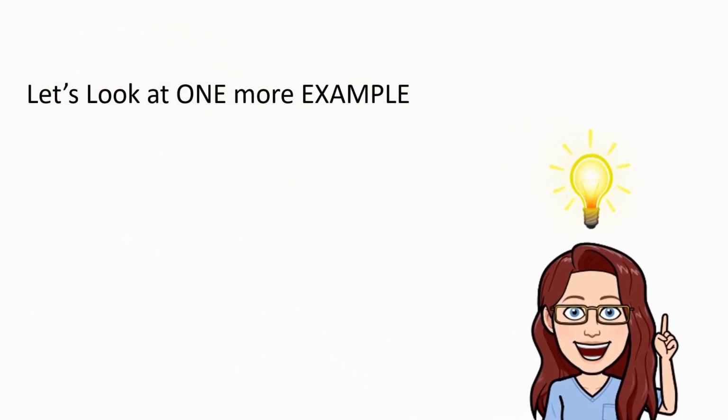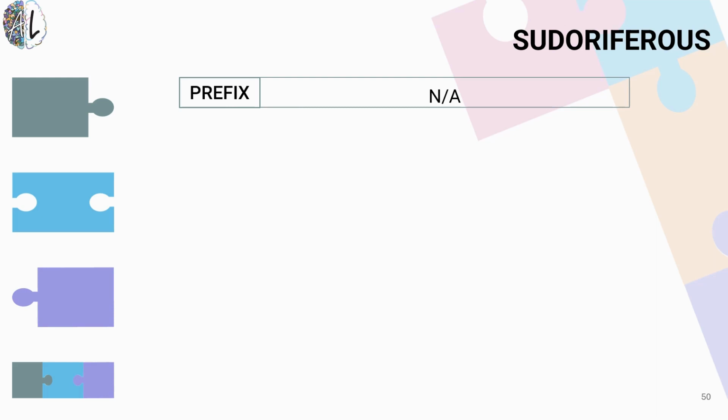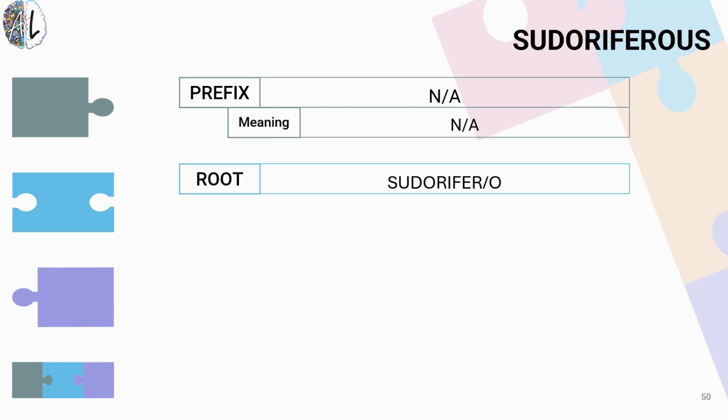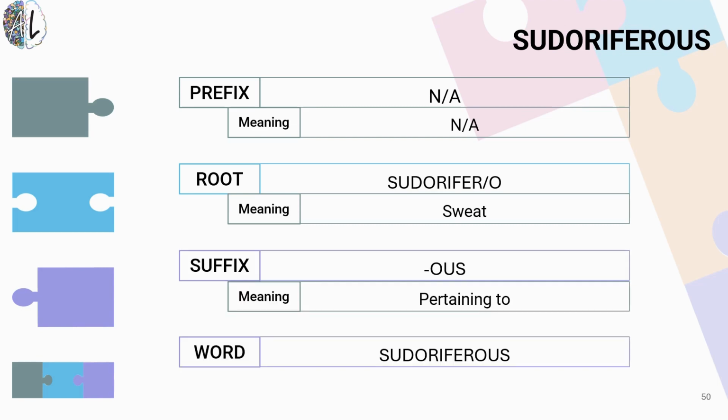Let's take a peek at one more example. The next word is sudoriferous. Sudoriferous. That's kind of a tough one to say, but go ahead and see if you can find it on your word list. Take a moment, break it down. Okay, so sudoriferous does not have a prefix. Sudorifero does refer to sweat. And the OUS suffix is pertaining to. So the term sudoriferous is pertaining to sweat.